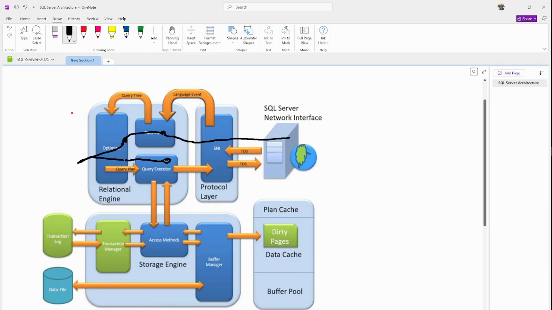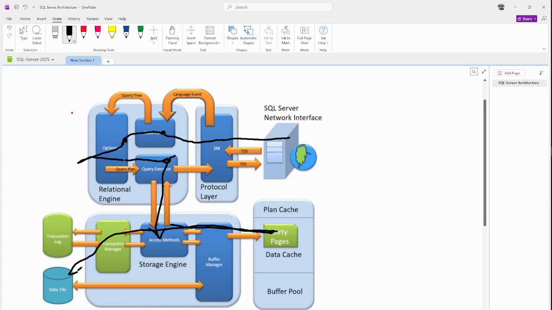It will generate a query plan. Then the execution will be in the hands of the execution engine. Now it will send the request to the access method: I want the data, give me the data. It will check whether it is in memory. If it is not in the data cache, then it will fetch the data. This is how it will be done.